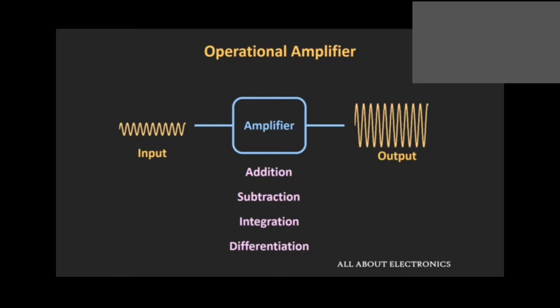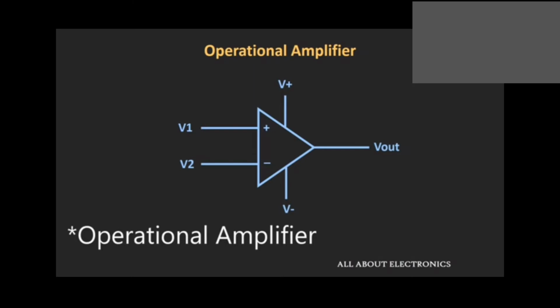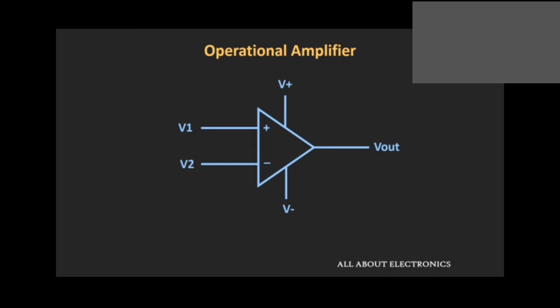Now if you see the circuit symbol of the operational amplifier, it can be represented by this symbol. It consists of two inputs and one output. Most operational amplifiers consist of two power supplies, the positive and the negative power supply, but there are many op-amp ICs which run on a single power supply.